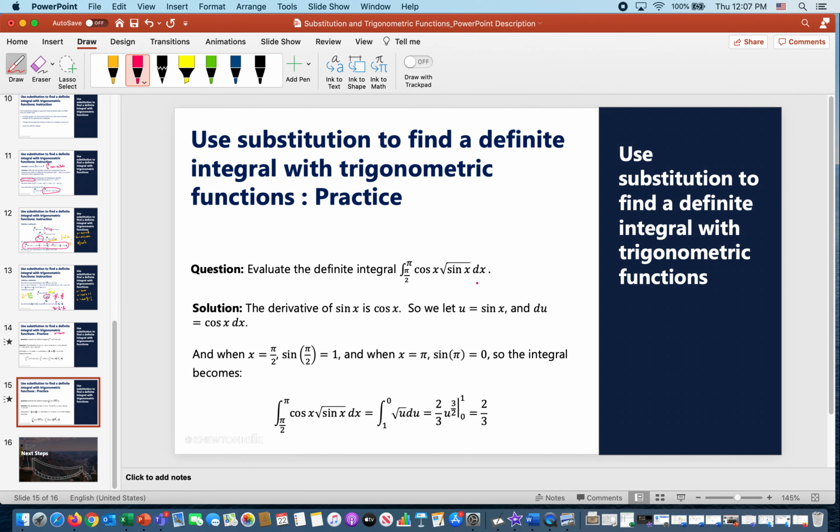This last problem right here is a good one. We have sine under the radical. Again, u is going to equal sine of x, okay? And du is cosine x dx. So you're able to make some pretty basic substitutions right here. The square root of u, right, du. Notice that we do change the boundaries by plugging in pi and pi over 2 into sine.